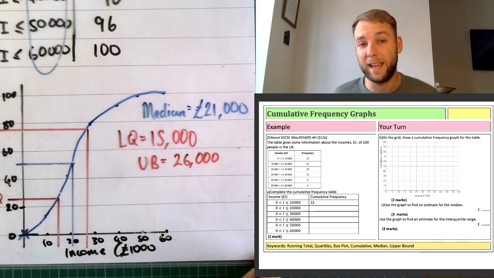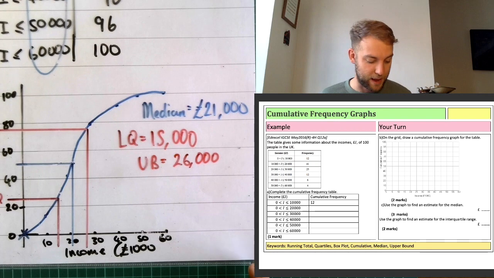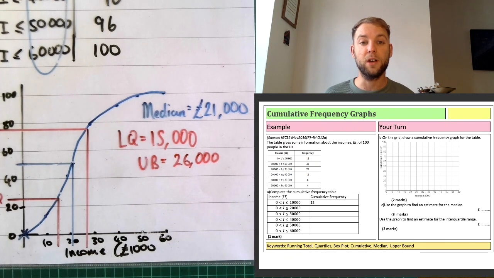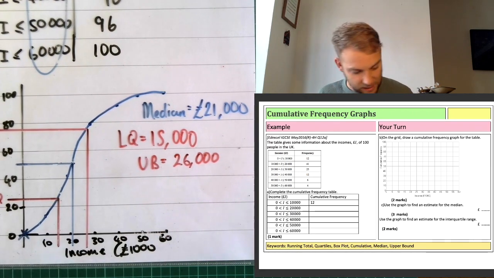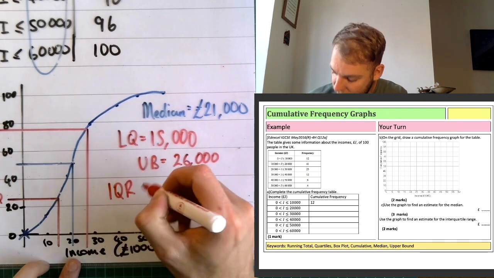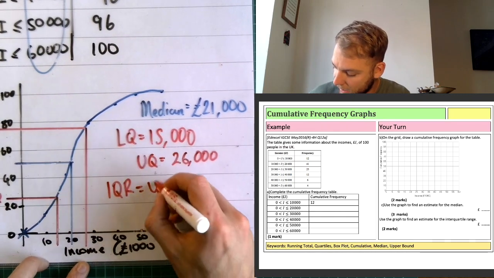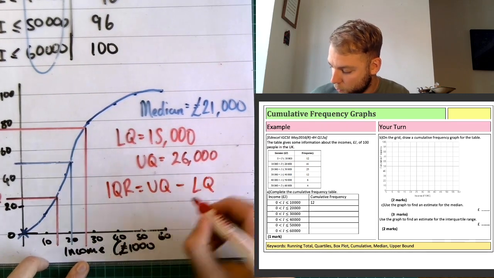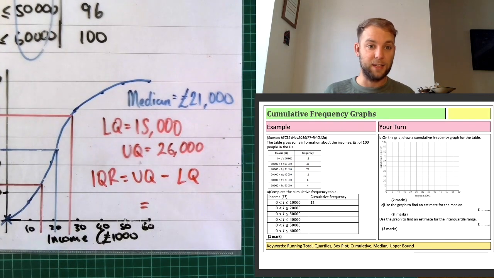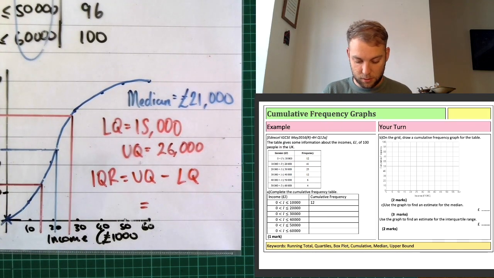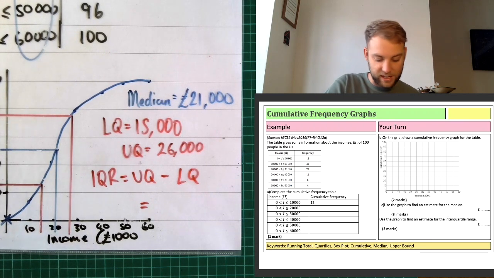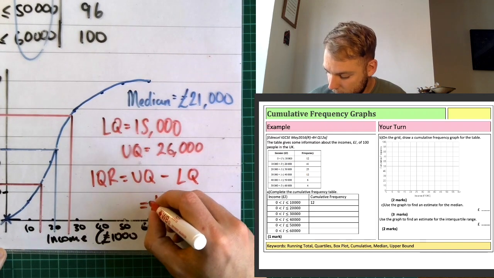Now, I could have quite easily done this on square paper. I do actually have some square paper. The reason I chose not to is because I know that not everybody's going to have square paper. So I wanted to show you that you could do this on lined paper as well. Okay, now my interquartile range is equal to my upper quartile take away my lower quartile, which in this case is equal to 26,000 subtract 15,000, which is 11,000. And that's income.